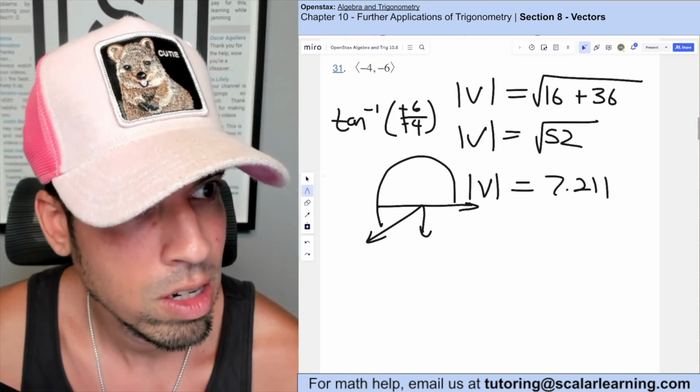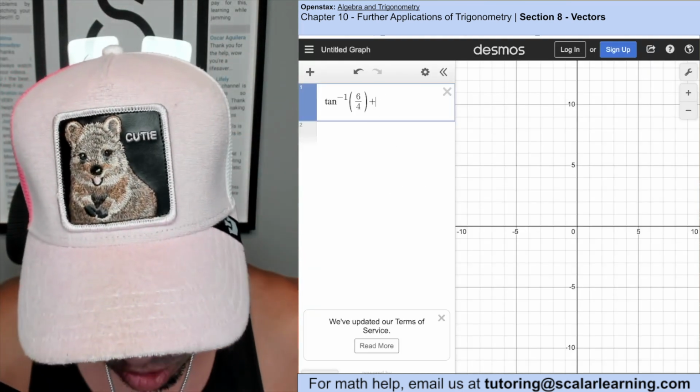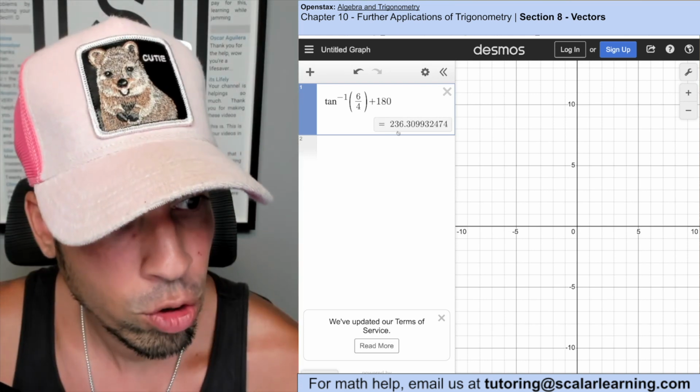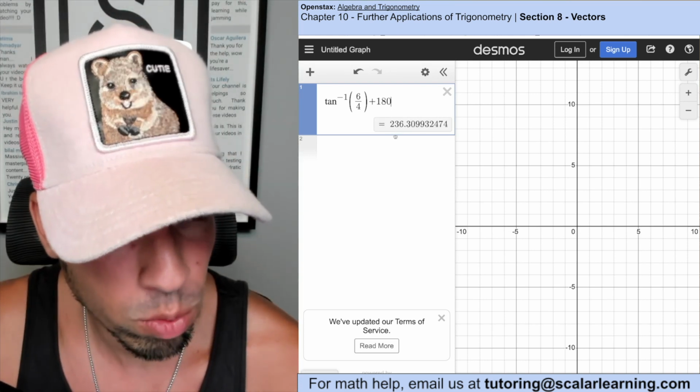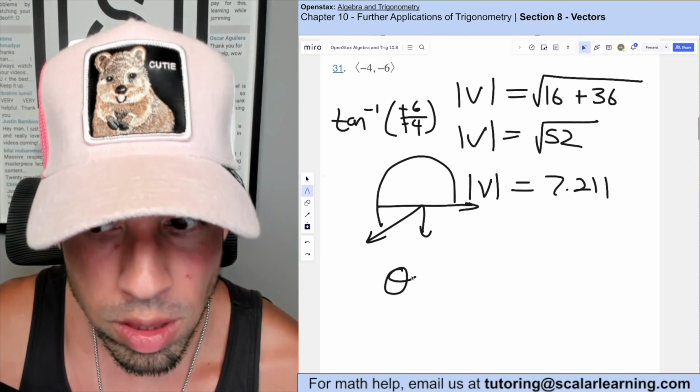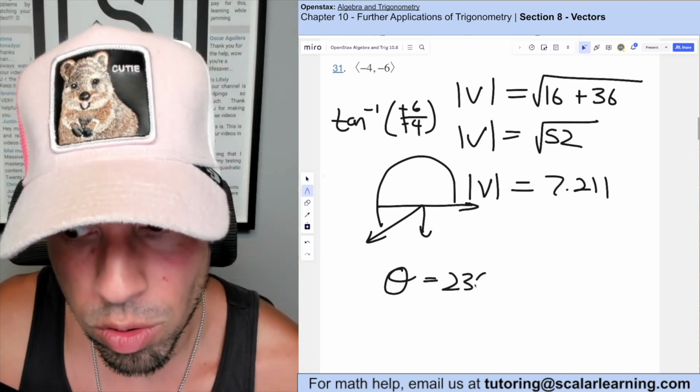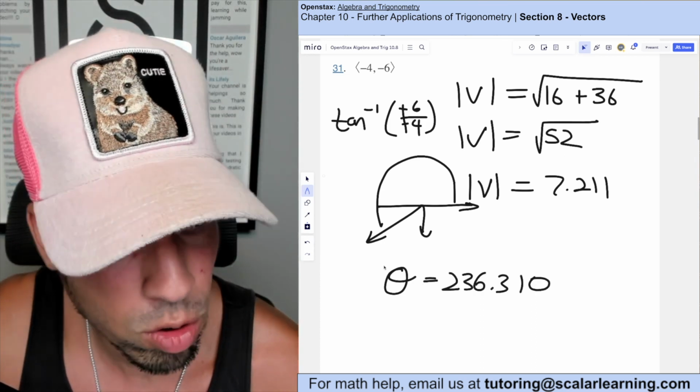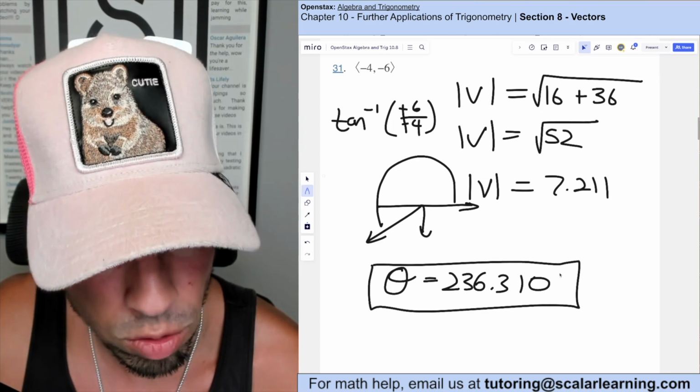So the way we do that is we take this angle and we just add it to 180. Boom, like so. And we get 236.310 when we round to the nearest thousandth. So theta is 236.310. Those are the two solutions. That's in degrees, by the way.